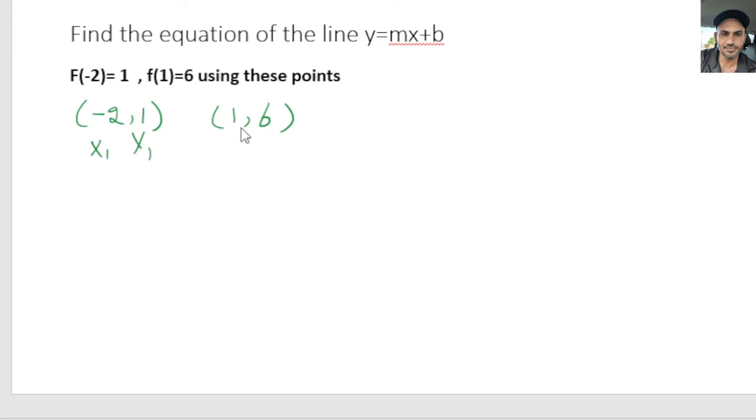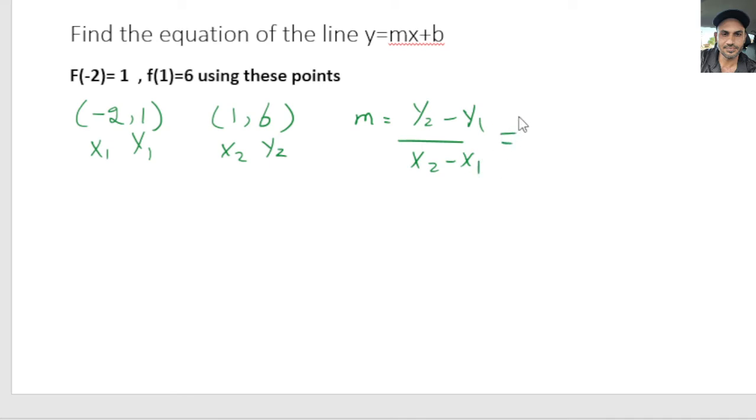And this is your x2, and this is y2 right there. And we're going to go ahead and solve for m. So m equals y2 minus y1 divided by x2 minus x1.